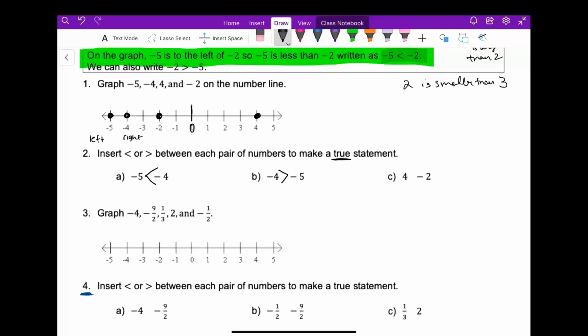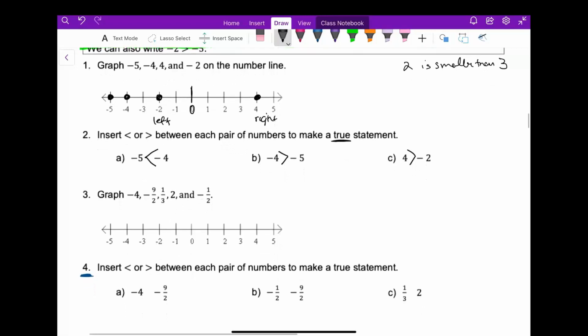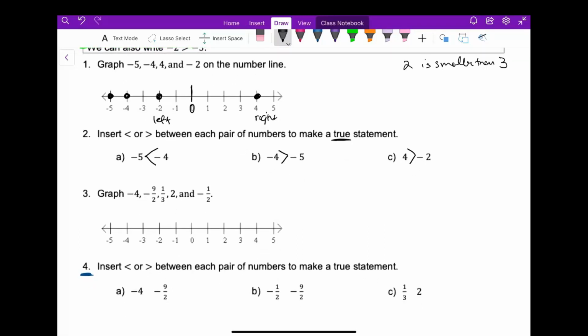How about 4 and -2? Well, this one seems almost super obvious. This one's on the right, and this one's on the left. Therefore, 4 is bigger than -2, and we know it's bigger. If you're using my crocodile, the crocodile's mouth is eating the 4. Great, I hope you're feeling confident. Let's go on to a little bit of fractions.